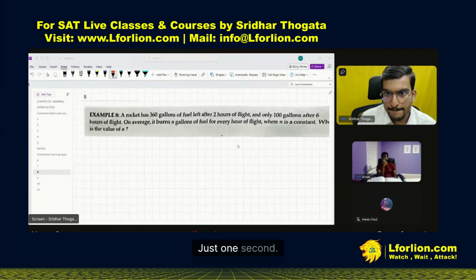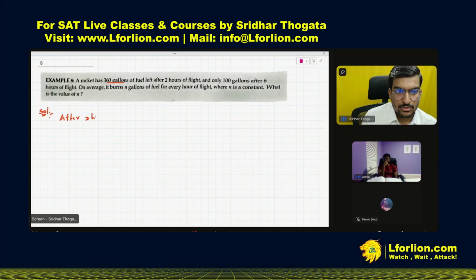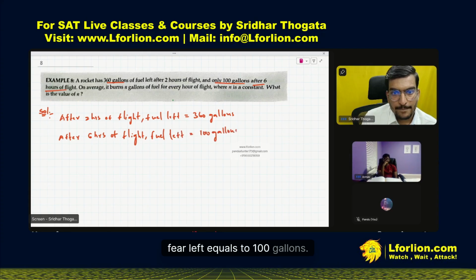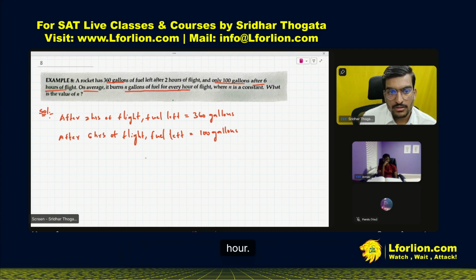So a rocket has 360 gallons of fuel left after 2 hours of flight. After 2 hours of flight, fuel left equals 360 gallons. Only 100 gallons after 6 hours of flight. So after 6 hours of flight, fuel left equals 100 gallons. On average, it burns n gallons of fuel for every hour, where n is the constant. What is the value of n?